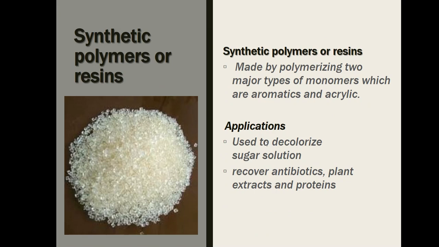Now, the synthetic polymers or resins. From the term synthetic, they are made by polymerizing two major types of monomers, which are aromatics and acrylics. Coming from the aromatics and the acrylic combination, we have the synthetic polymers or resins. Applications include the use to decolorize sugar solution. I think this is very common if you want to whiten sugar, and the recovery of antibiotics from plant extracts and even proteins. These are a few of the applications of synthetic polymers or resins.